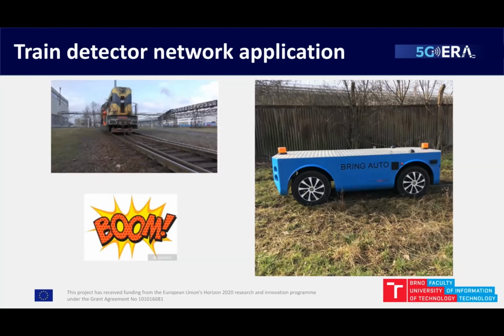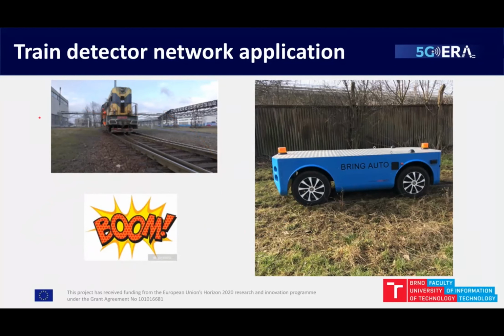And now I will show you some examples of two network applications which are based on our communication interface. The first one is the train detector network application, which would be used by Bring Auto. The reason why this network application is requested is that when the autonomous vehicle moves around on some roads in some area, it can cross a train crossing, and it wants to make sure that it will not collide with the train, because that would not be very nice.